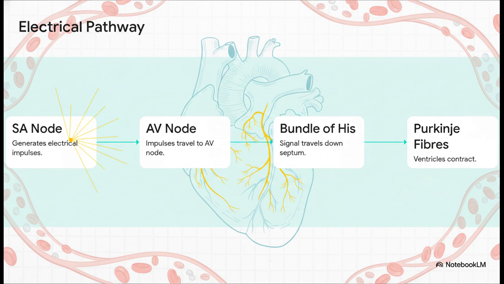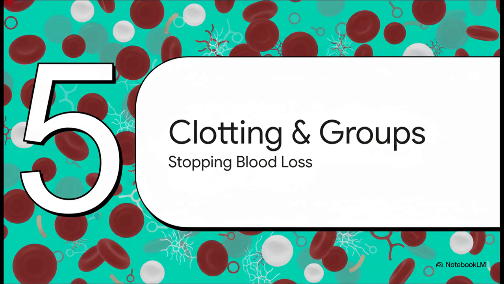From there, the signal shoots down the center septum through the bundle of His, and finally spreads up around the bottom through the Purkinje fibers at the apex. This causes the ventricles to squeeze powerfully from the bottom up. And when those heart valves snap shut during that coordinated squeeze, that's exactly where you get that classic lub-dub sound through a stethoscope.